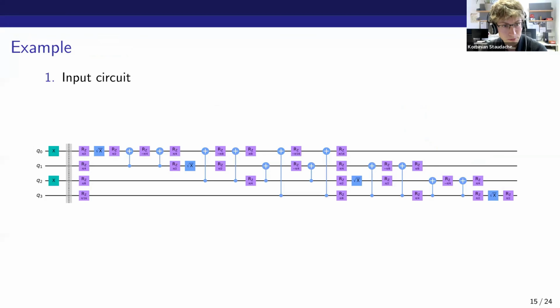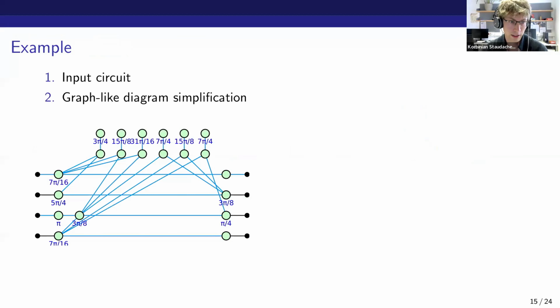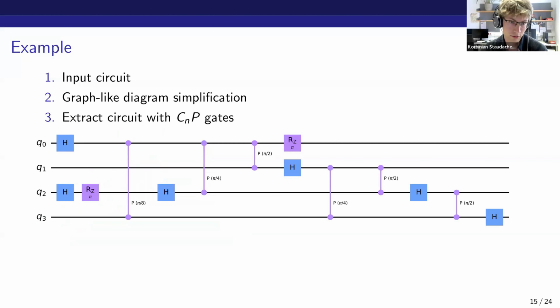Okay, so as a simple example of how this could work, we have some input circuit, we feed it into the ZX diagram simplification and get this as a simplified diagram. And then we use our modified extraction algorithm, which specifically looks for these multi-controlled phase gates. And we get an extracted circuit out of this, which contains controlled phase gates here, here, and here.